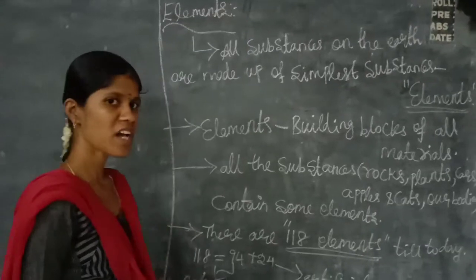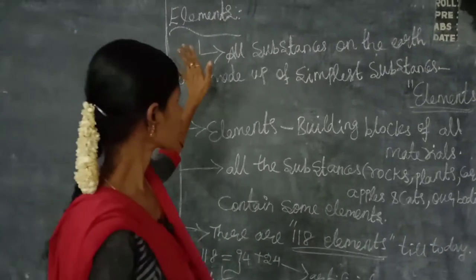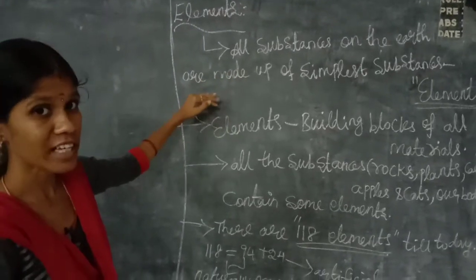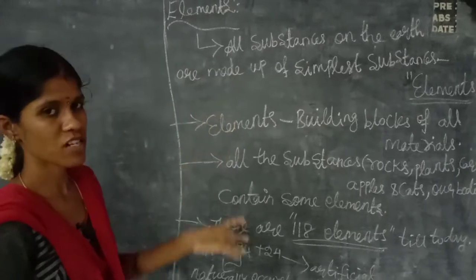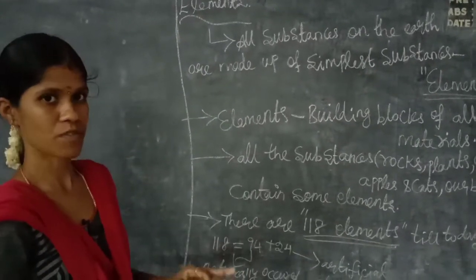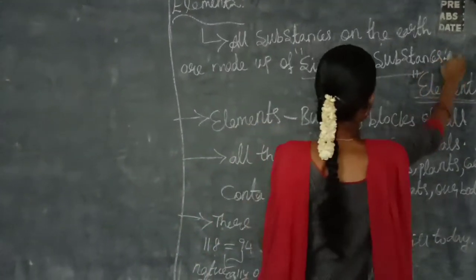Next we are going to briefly look at elements. First, what is meant by elements? All the substances present on the earth are made up of simplest substances. Those simplest substances are called elements.